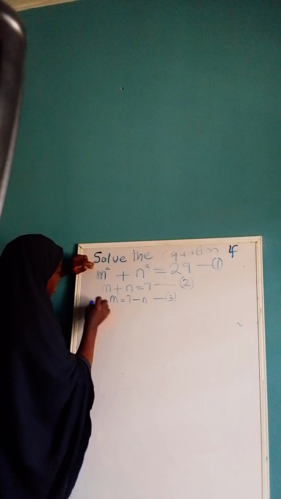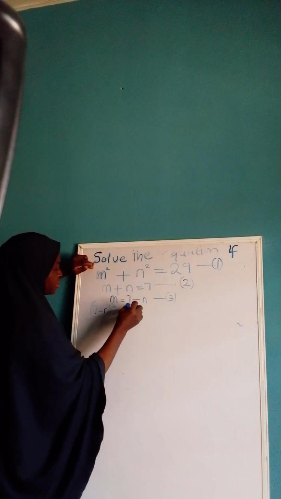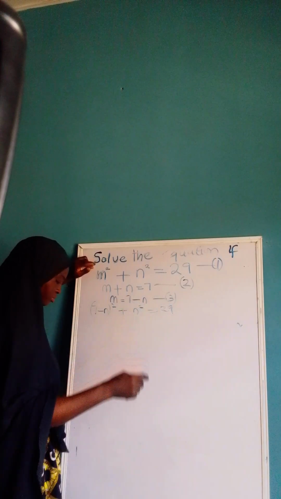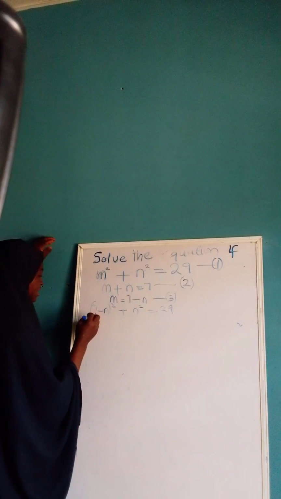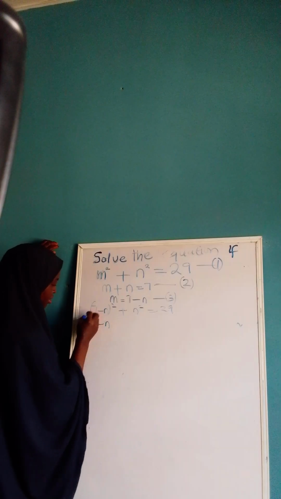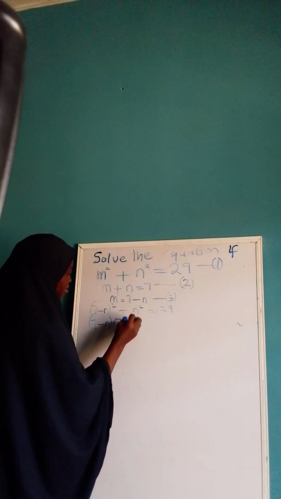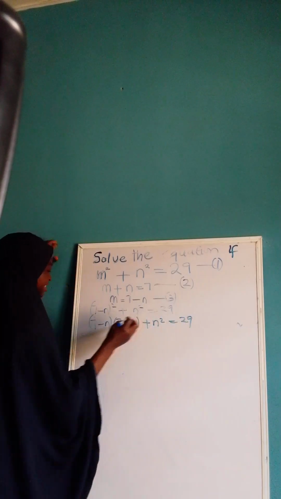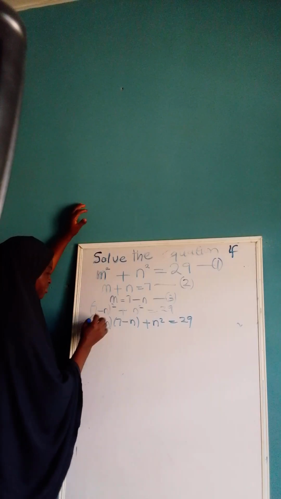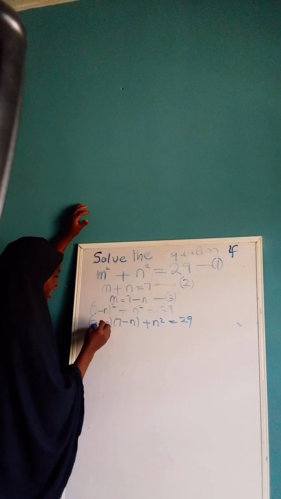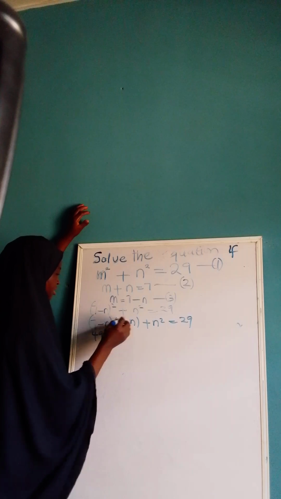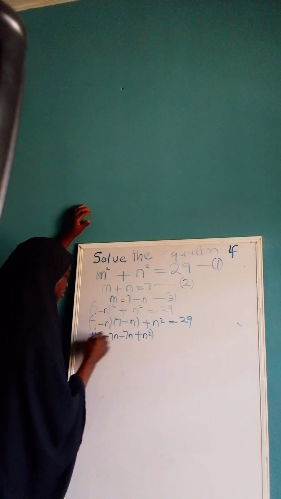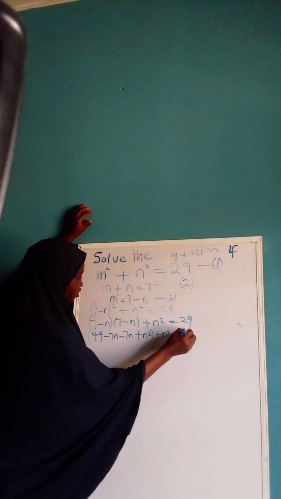So 7 minus n squared plus n squared equals 29. Now what's going to happen is that 7 minus n into 7 minus n, plus n squared equals 29. So now let's expand this. We are going to have 7 times 7 is 49, 7 times minus n is minus 7n, minus 7n, plus n squared. So for this one, plus n squared equals 29.